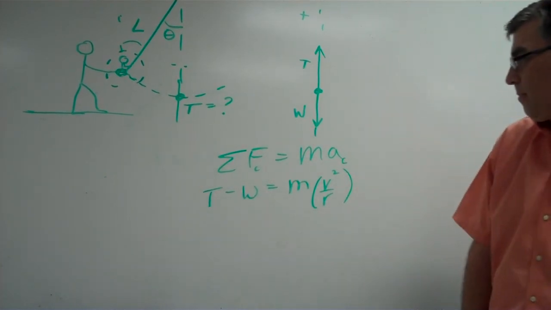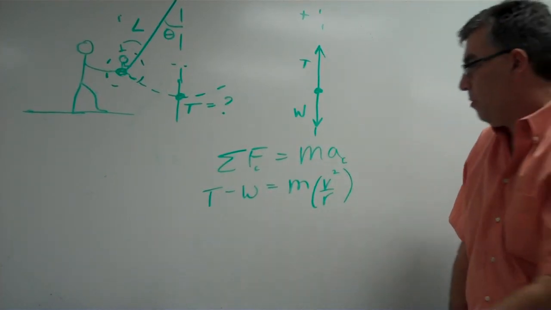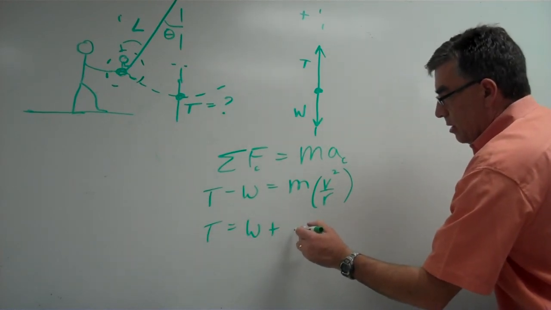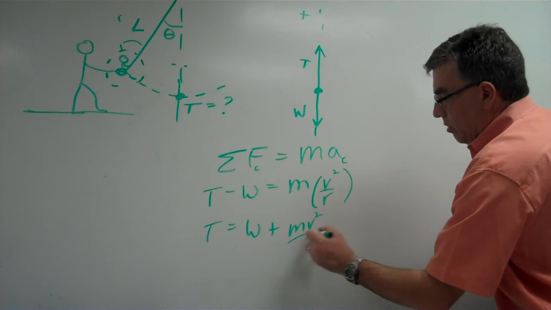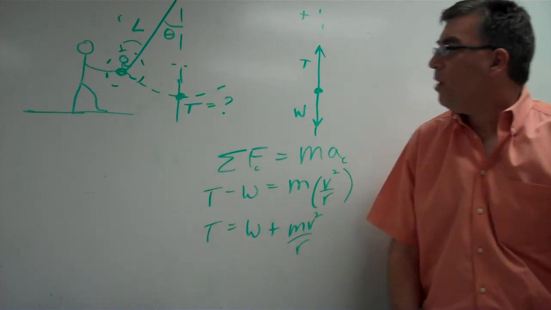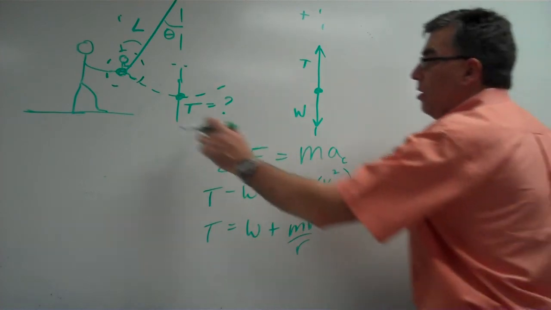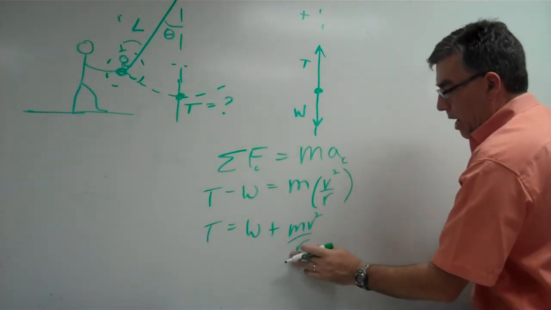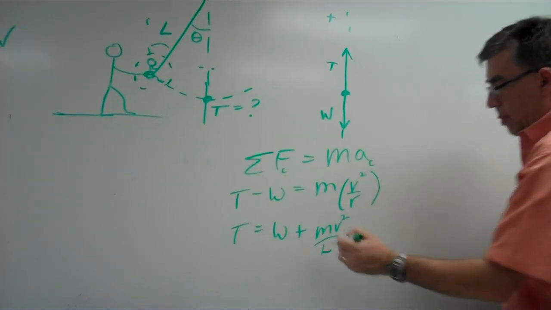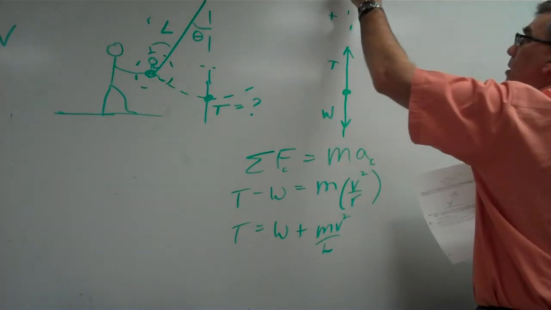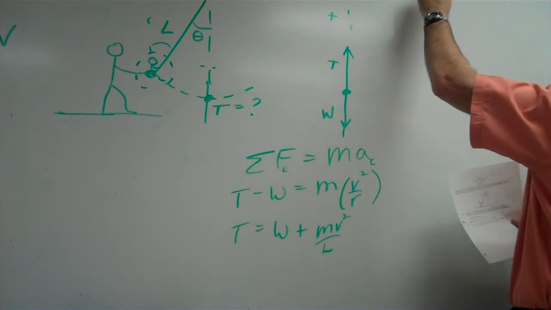Right? Well, that doesn't help me very much. I know the tension is going to be equal to W plus mv squared over r. But they want the answer in terms of L and everything else. Well, I know right now that at the bottom of the circle, that radius becomes the length. But they want all their answers in terms of W and theta.